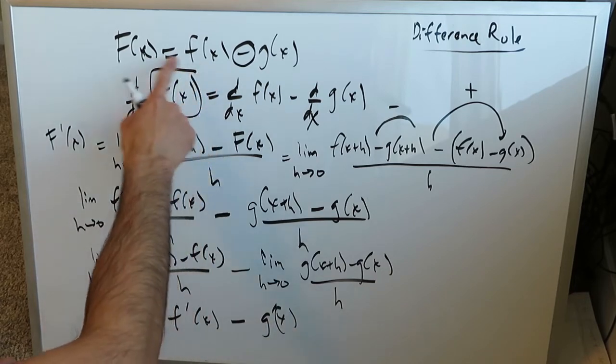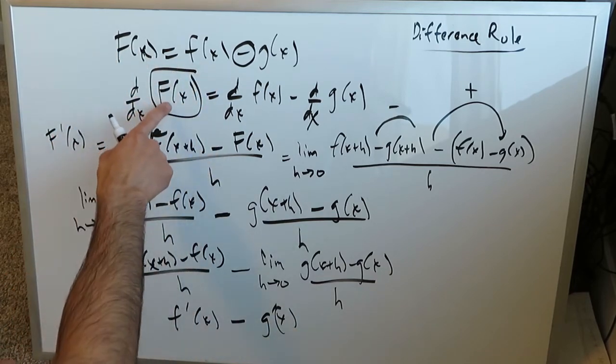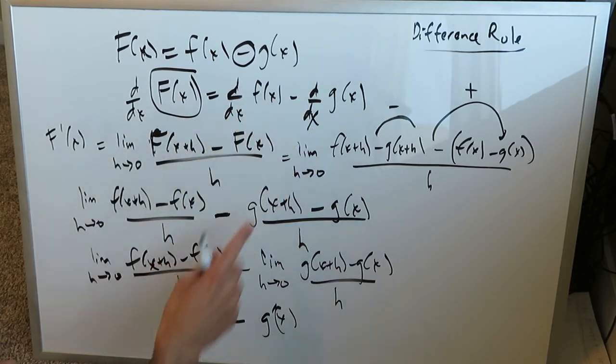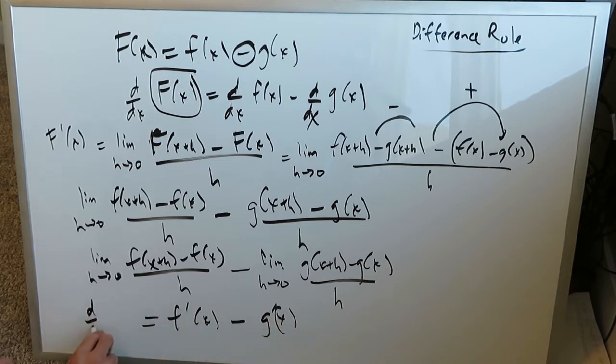So we've shown you this. If you're doing the derivative of this capital F of x, then you're looking at the individual difference of their derivatives, or you're looking at this f prime of x minus g prime of x would equal the derivative of this capital F of x, which was originally the difference of these two functions.